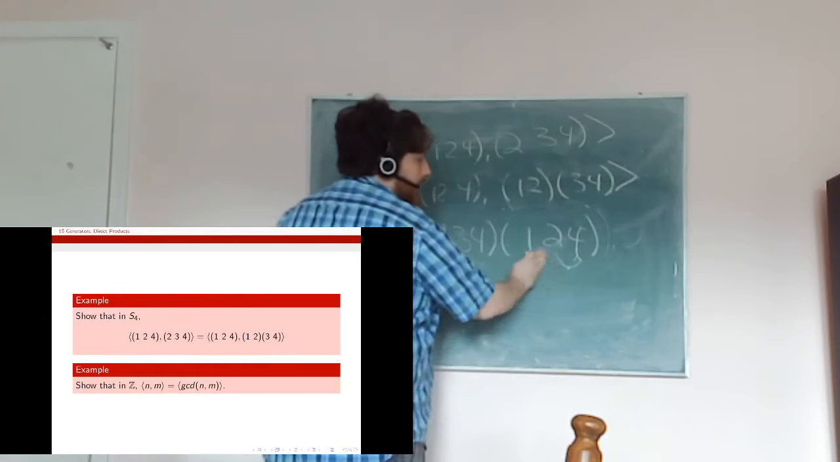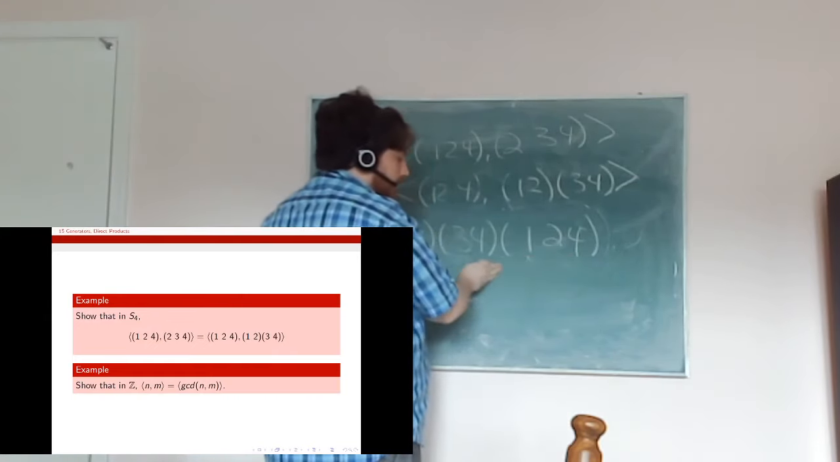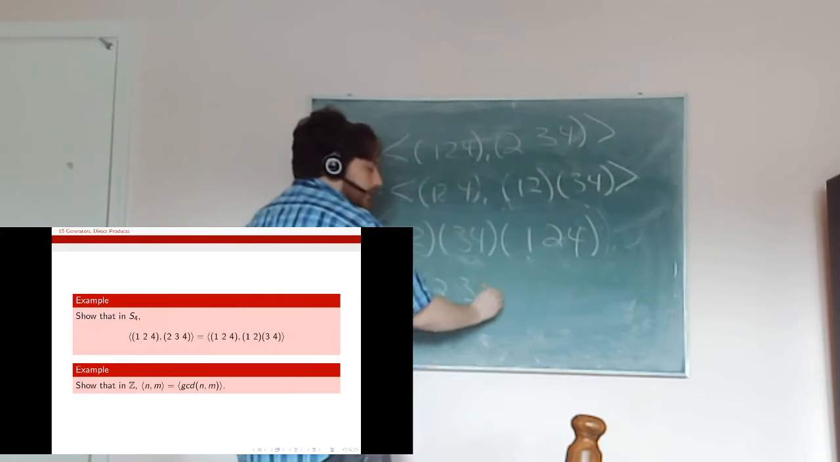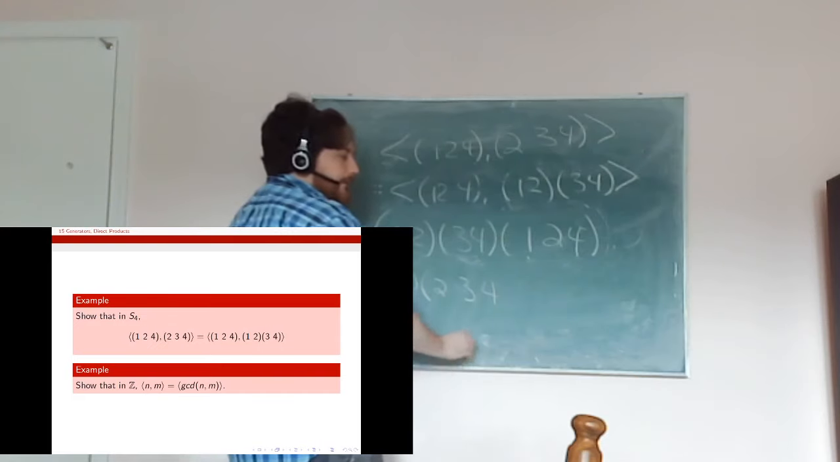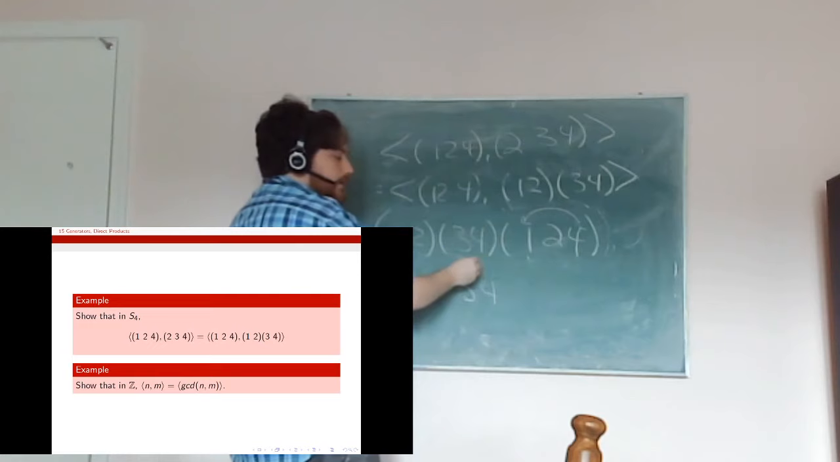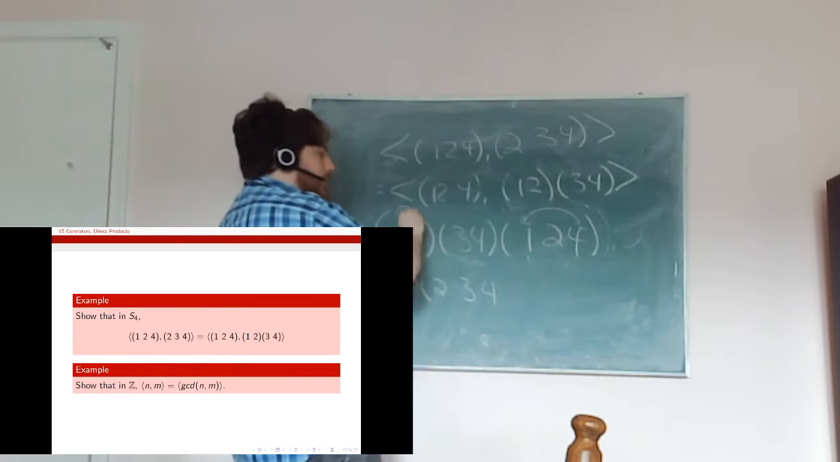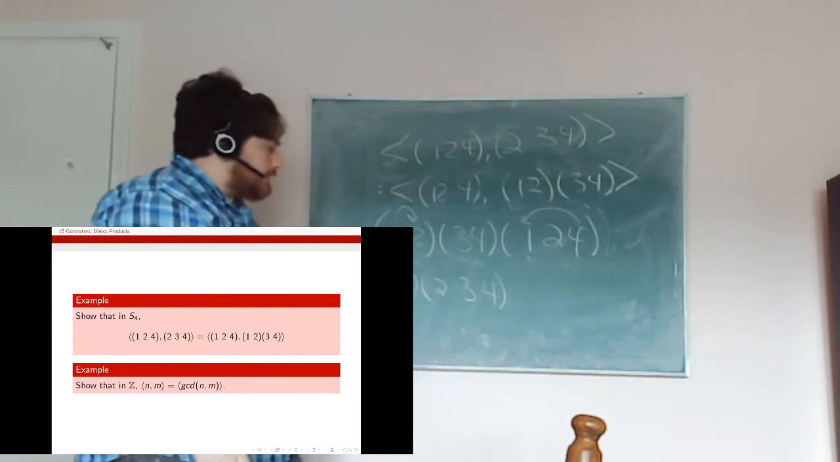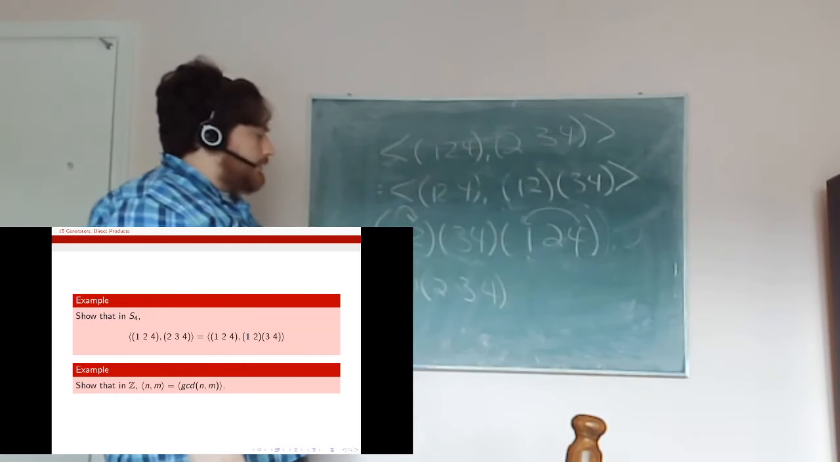And if I continue, I'm going to start at 3. 3 goes nowhere. 3 goes to 4. 4 goes nowhere. So 3 goes to 4. And then I'm going to go 4 to 1. There's no 1, so I don't do anything. And 1 to 2. So 4 ends up at 2, and we end up closing off that cycle. So we just get (2 3 4).